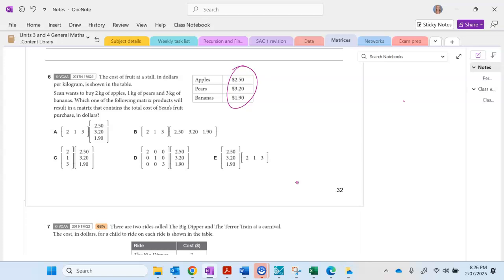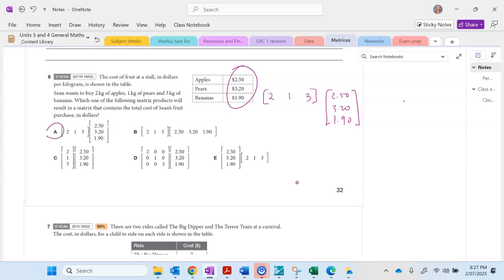So we can do 2, 1, 3 times this matrix, 250, 320, 190. So when we do that, it'll be 2 times 250, 1 times 320, 3 times 190. But we're just going to make sure that is actually one of the options. And it is, it's A, which is good. Otherwise, we'd have to go through and check them.